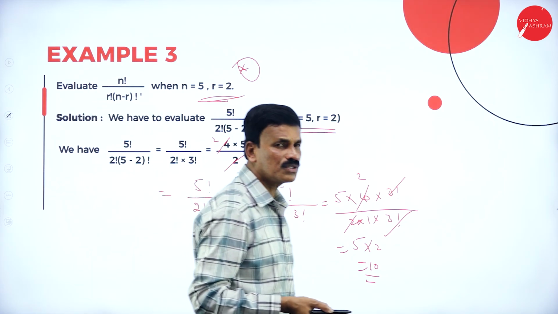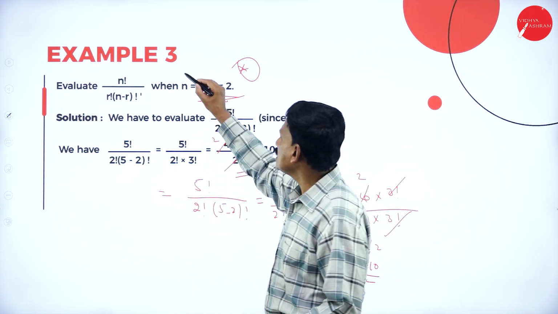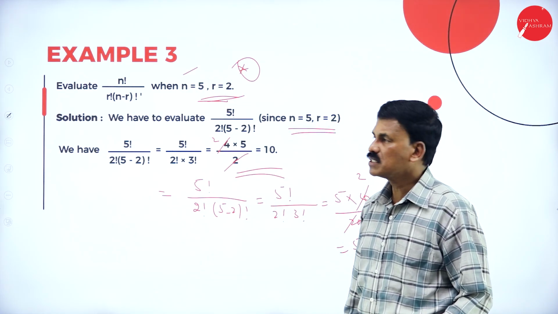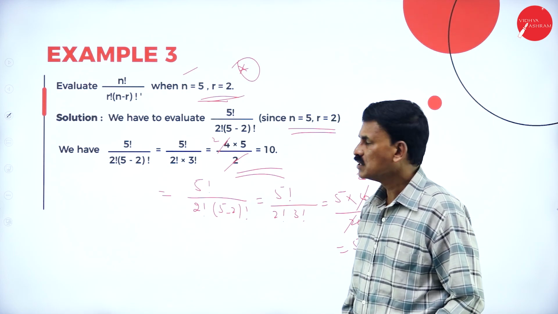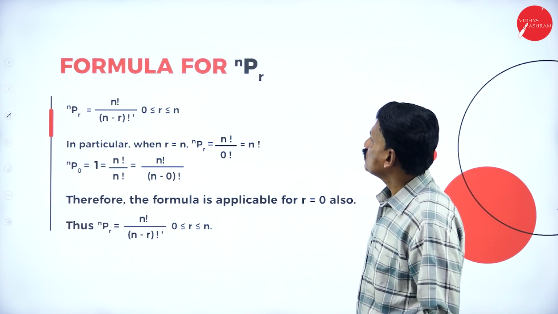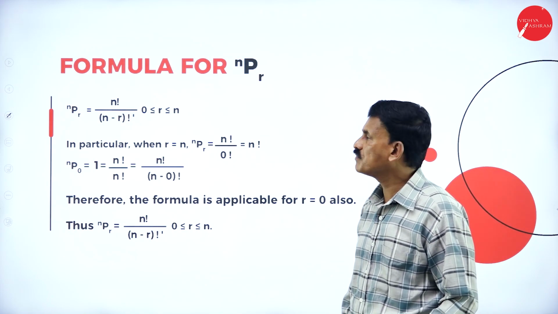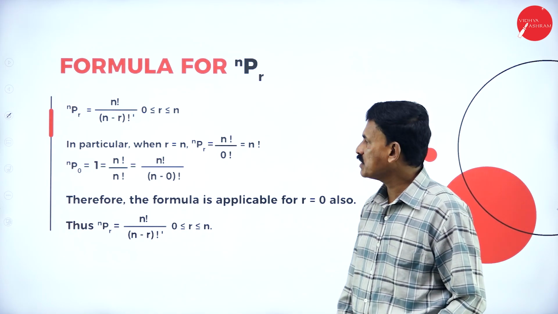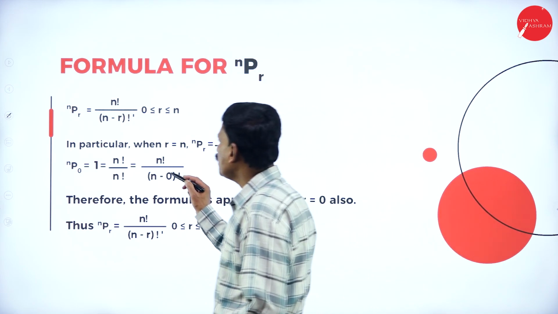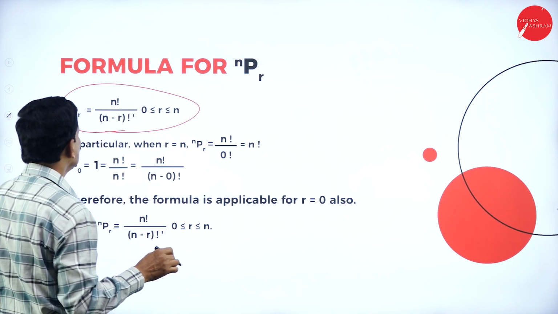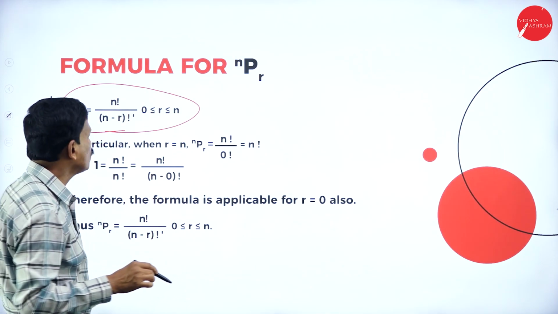This is how we are going to simplify this equation. So n factorial divided by r into n minus r factorial. Right. Now let us come to the formula for nPr. The permutation of n different things taken r at a time is given by nPr is equal to n factorial divided by n minus r factorial, where r lies between 0 and n.